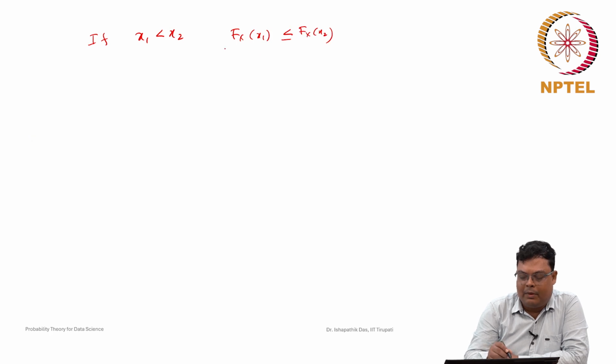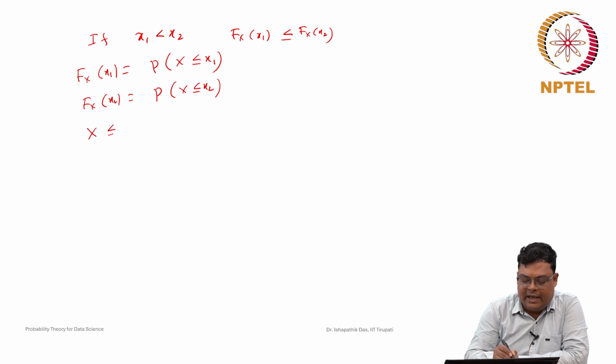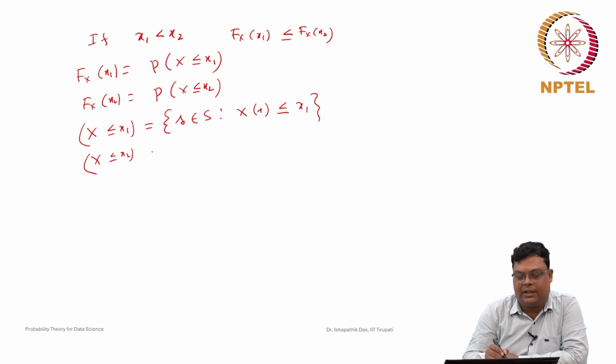F_X(x1) is nothing but the probability that X is less than or equal to x1, and F_X(x2) is nothing but the probability that X is less than or equal to x2. First we will find the event corresponding to each. The event X less than or equal to x1 is all s belonging to the sample space such that X(s) is less than or equal to x1. And the event X less than or equal to x2 is all s in the sample space such that X(s) is less than or equal to x2.